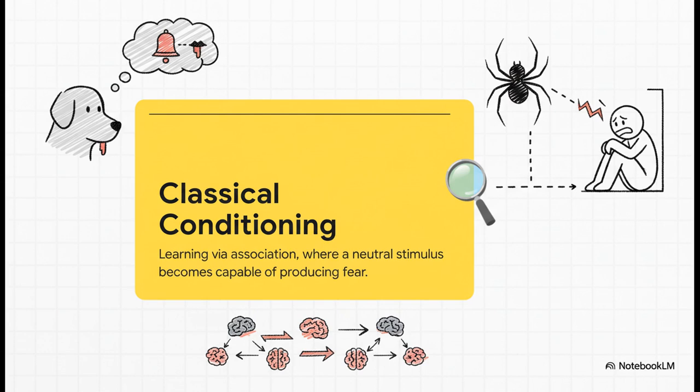So, stage one is all about classical conditioning. You'll probably remember this one from Pavlov and his dogs, right? It's all about learning by association. And when it comes to phobias, this is how something that was totally harmless to you one day becomes the source of intense fear the next.